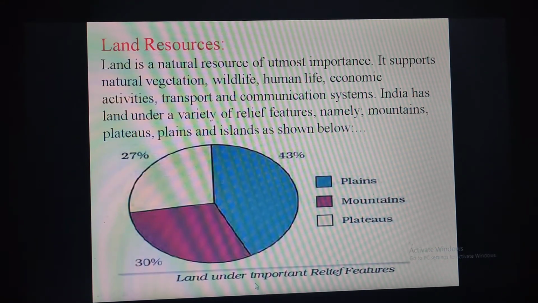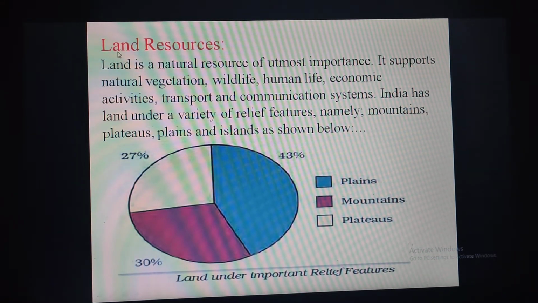Let us move forward. So what are these resources? Let us see one by one. First of all, we are going to learn about land resources. Land is a natural resource of utmost importance. This is the most important resource, land. It supports natural vegetation, wildlife, human life, economic activities, transport and communication systems. Without land, we cannot do anything.